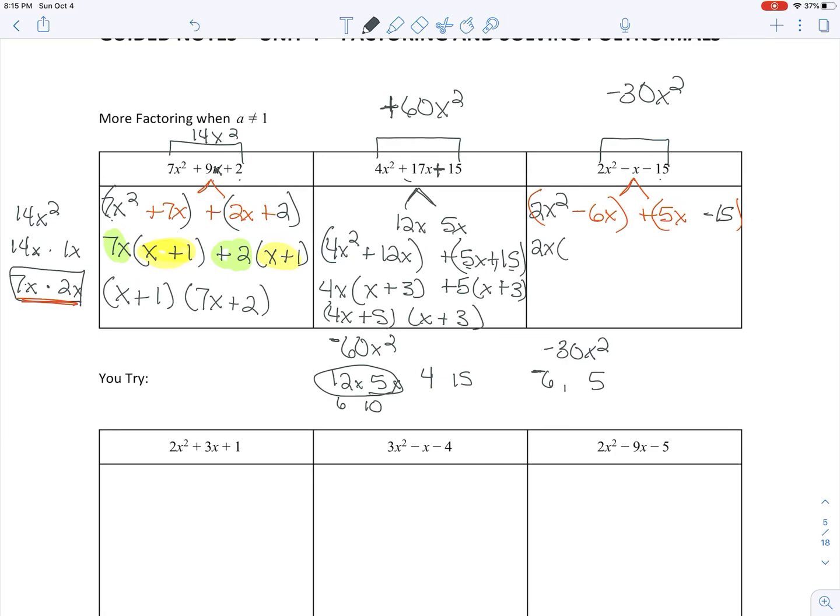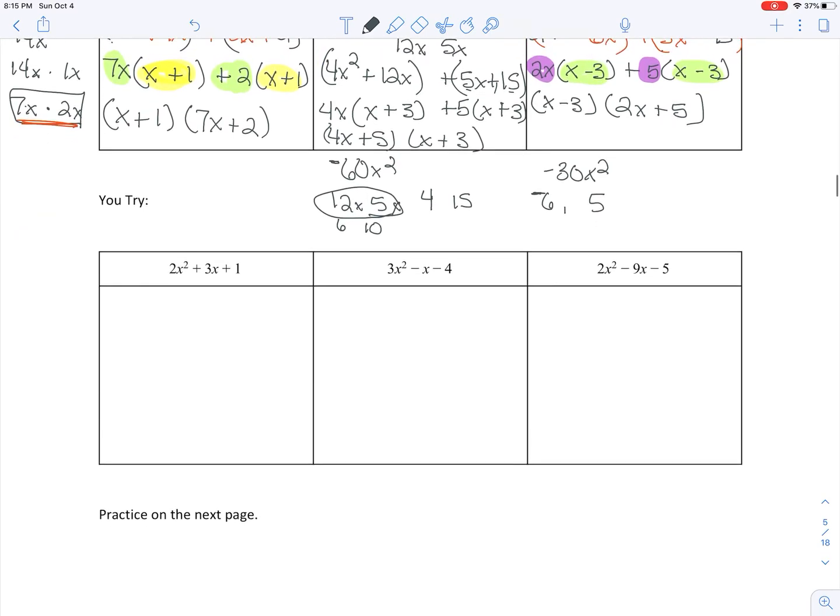So what's the GCF here? 2x. And that's going to leave me x minus 3. What's the GCF here? 5. And that leaves me x minus 3. My insides are the same. They come out. And then what's left on the outside? 2x and 5. So I write that as 2x plus 5. Okay. Whew. Pause the video and come back and you do the last 3, and then come back and I'll give you the answers.